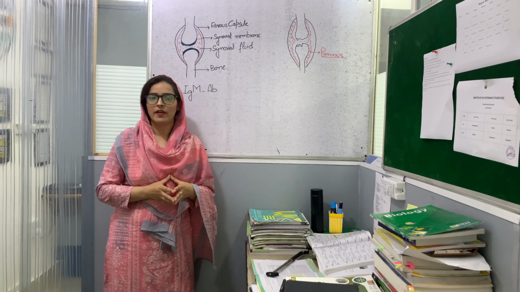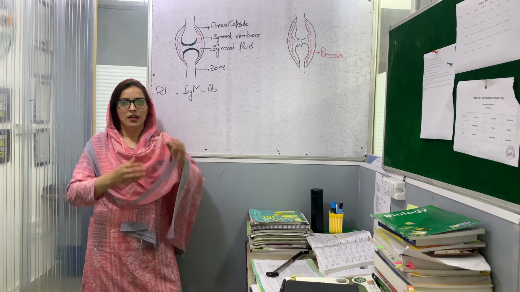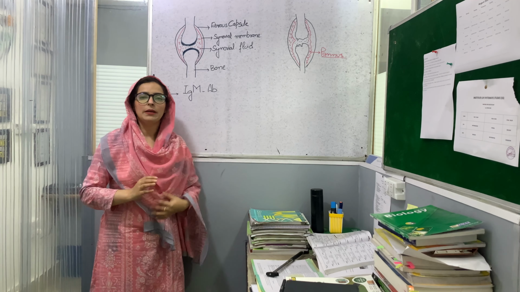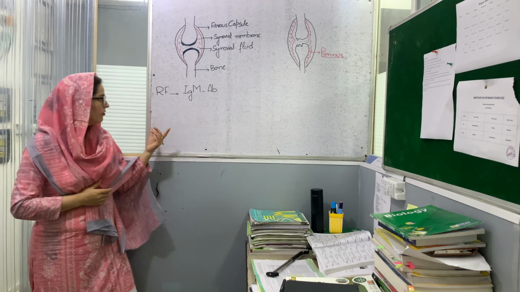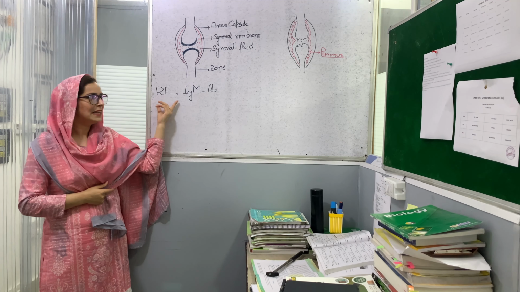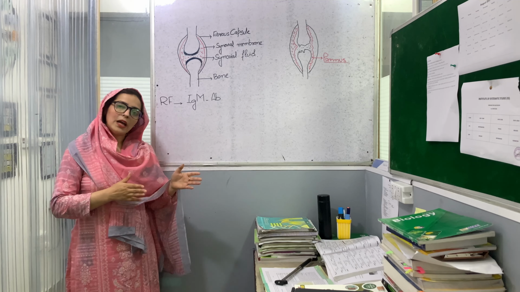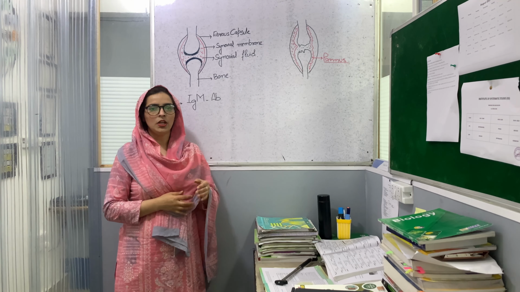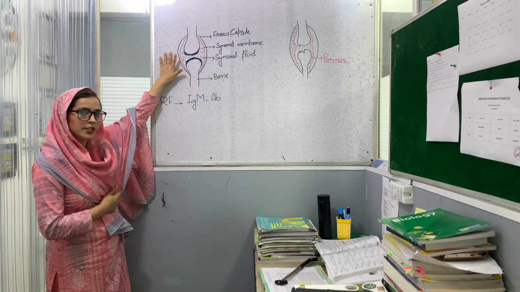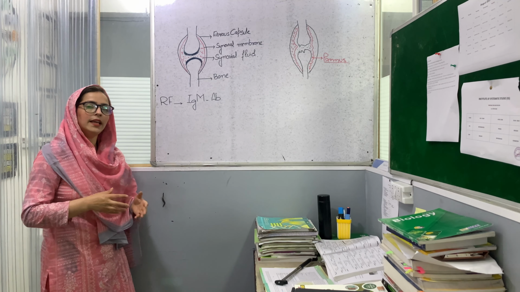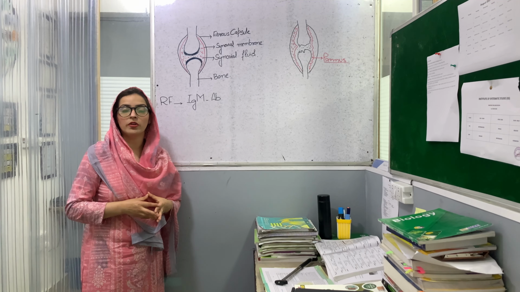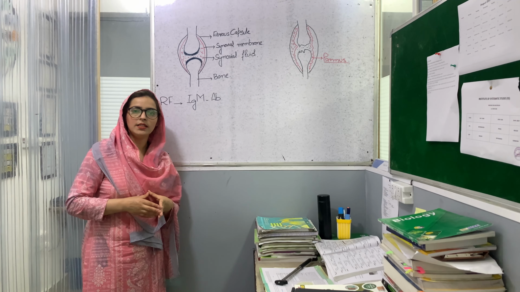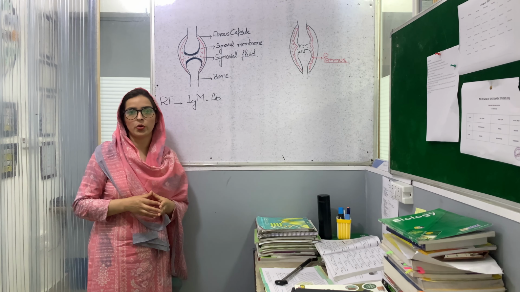There are a large number of antibodies that are released into the lymph nodes. The most common among them is the RF, the rheumatoid factor antibody. It is basically an IgM antibody. Now these RF antibodies along with the T cells enter the circulation and are carried to this joint space. Once there, they cause the release of inflammatory proteins called cytokines that cause the inflammation of the entire joint.